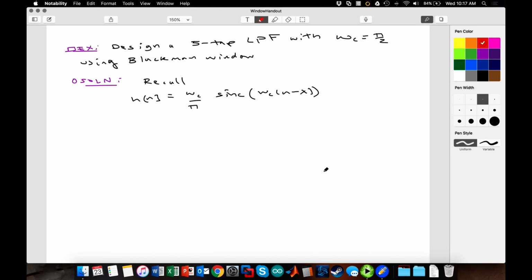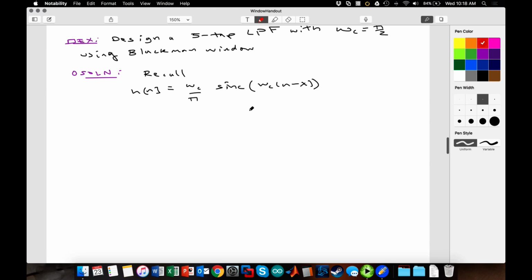Okay, so this video is an example of doing windowing for FIR filter design. What we want to do in this example is to design a 5-tap low-pass filter with a cutoff frequency of pi over 2 using a Blackman window.